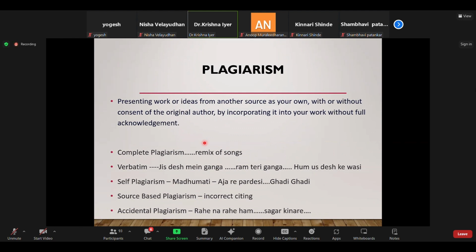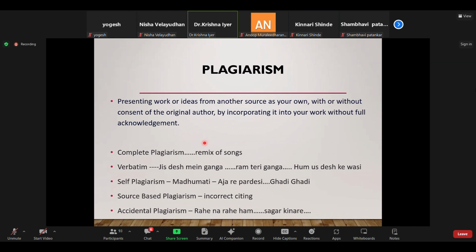Okay, one is called complete plagiarism, where what you have done is just taken somebody else's work, put it in your paper, and never ever mention that you have done that. Okay, a typical example of this, which we see in everyday life, is many of the old songs are again presented with a few instrumental additions as remixes. Okay, this is a typical example of complete plagiarism.